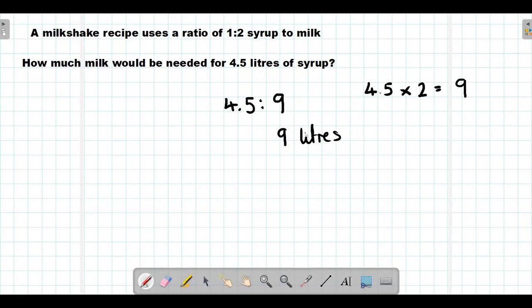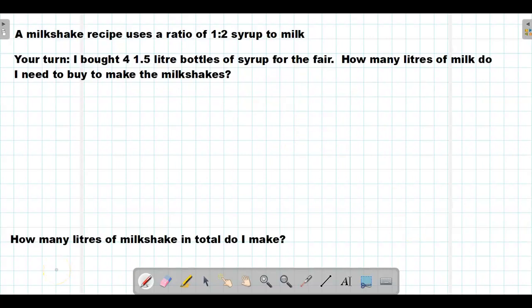Let's have a look at another example. So this time, we're sticking with the milkshake recipe. We're sticking with the ratio of 1 to 2, but it's now your turn. I've bought 4 1.5 litre bottles of syrup for the fair. How many litres of milk do I need to buy to make the milkshakes? And once you've completed that, there's another tricky one at the bottom. How many litres of milkshake in total do I make? So have a go, grab a piece of pen and paper, pause the video, and I'll help you with the answers when you come back.